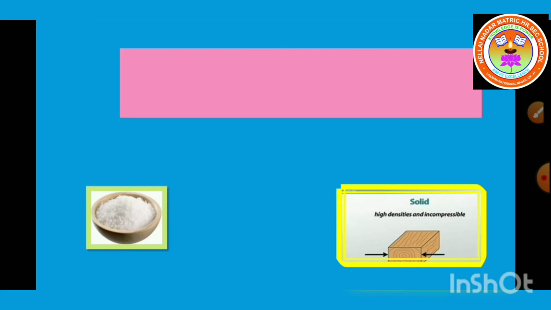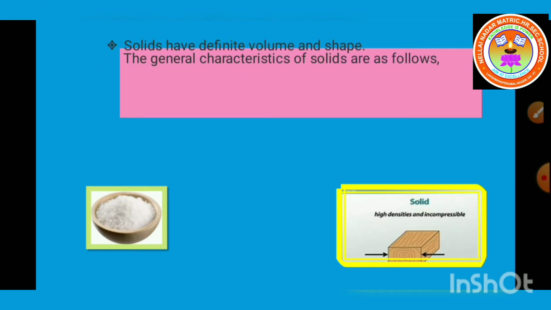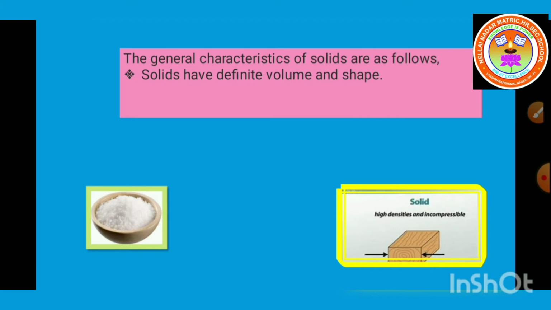Yes, look at the pictures. From these pictures, can you identify the first two points of the characteristics of solids? What is the first point? Solids have definite volume and shape. What is the second point? Solids are rigid and incompressible.